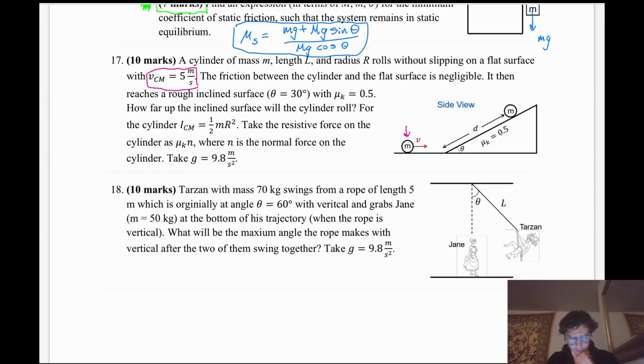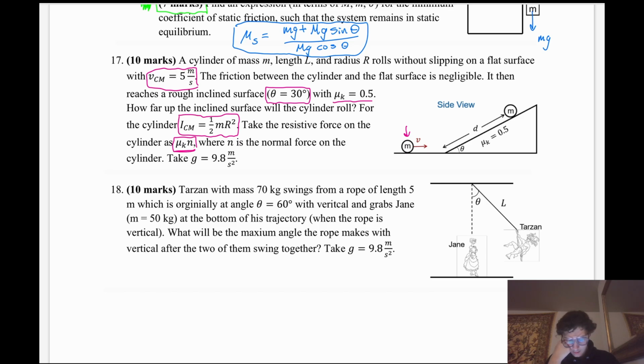It then reaches a rough incline, and they give us a theta. So this theta is going to make an appearance somewhere. And they also give us the force of friction, so the force of friction has to be somehow used. And they also give us the moment of inertia.